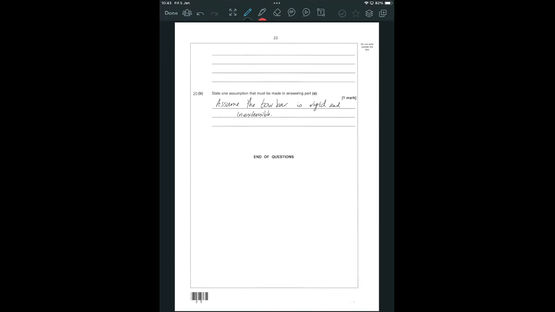And that was the last question. Of course, if you're in the exam at this point, you should go back and check all of your work, double check all your calculations, fill in any gaps that you might have. But I'm going to end this here.